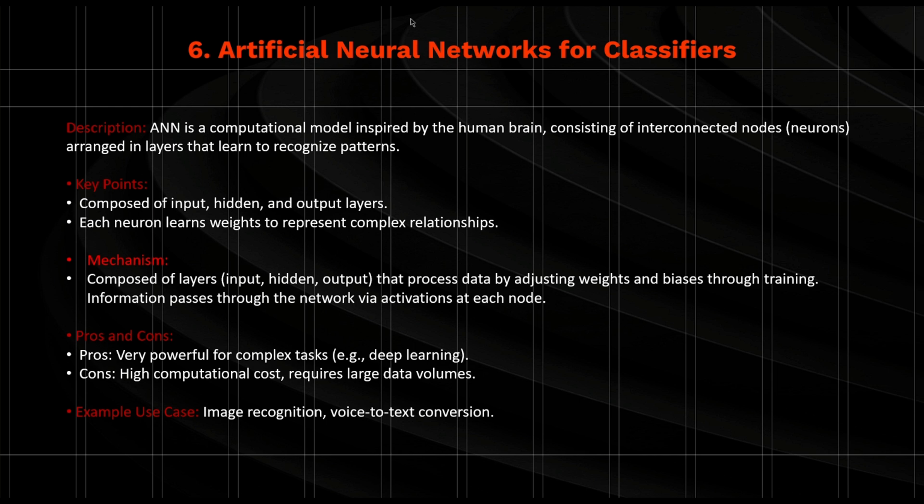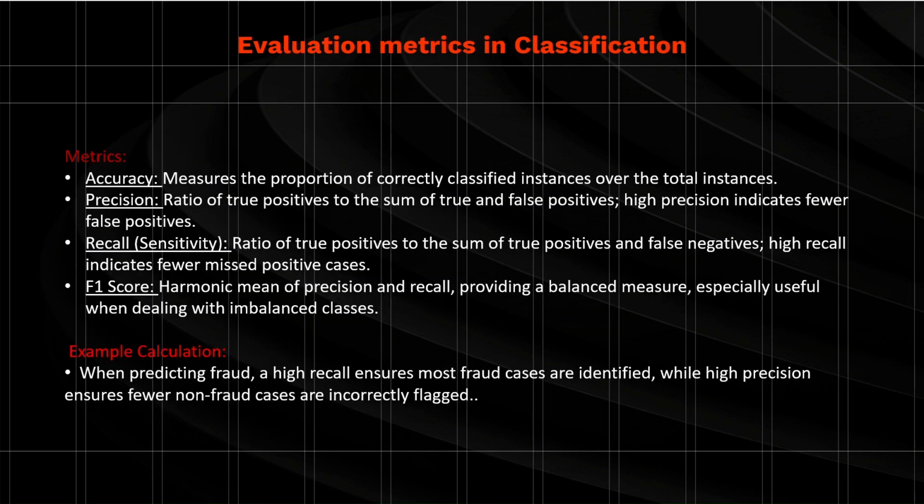evaluate these models. Evaluation metrics in classification. When evaluating classification models, we use metrics like accuracy, precision, recall, and F1 score. Accuracy tells us the overall correctness of the model, while precision measures how well the model avoids false positives. Recall, on the other hand, indicates how well it captures all positives, and F1 score balances precision and recall. These metrics are crucial for assessing a model's performance, particularly when classes are imbalanced. Abhay will now explain some common challenges in classification.